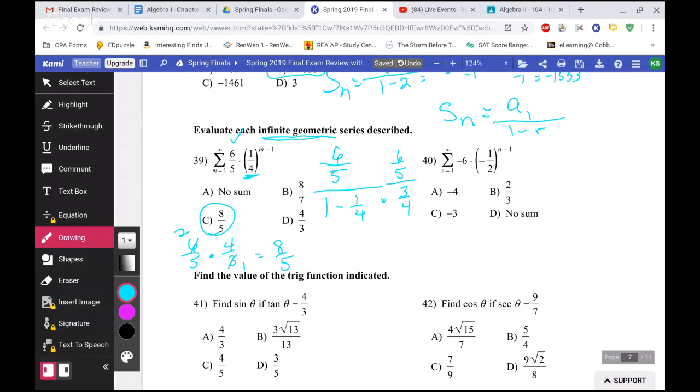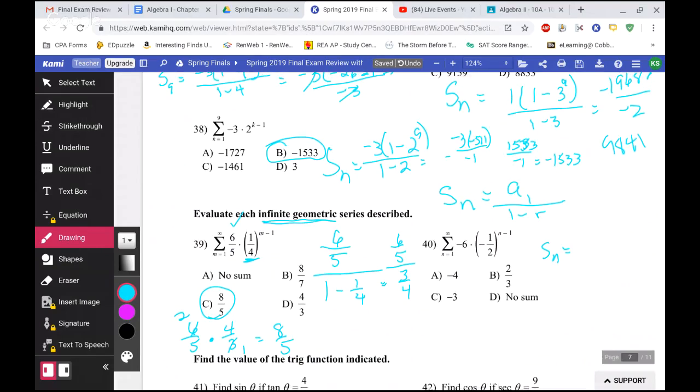And then for 40, you plug in. I got -4. So I got A. Is that correct? Oh, I'm sorry. For number 40, yes, it is A. Good job.